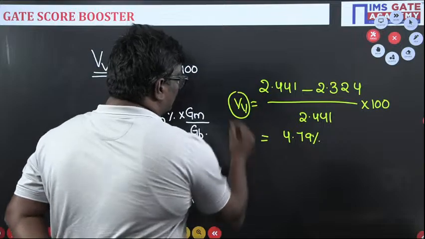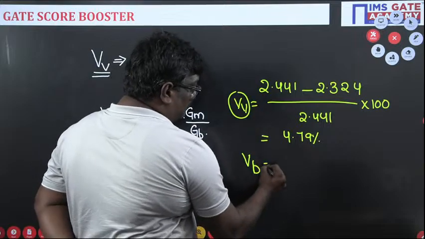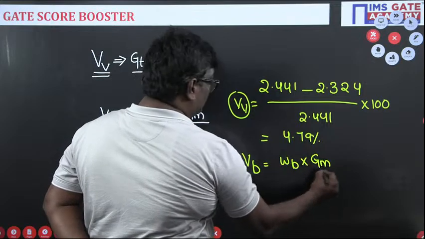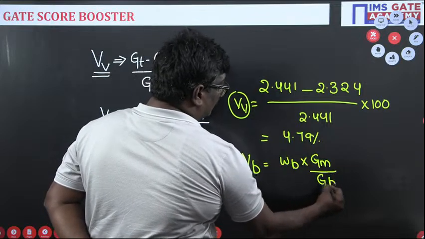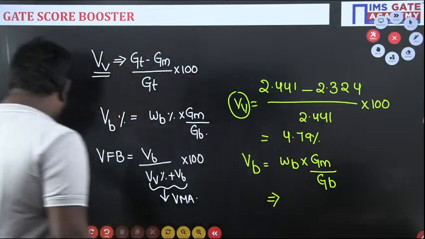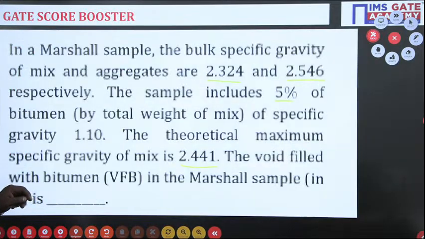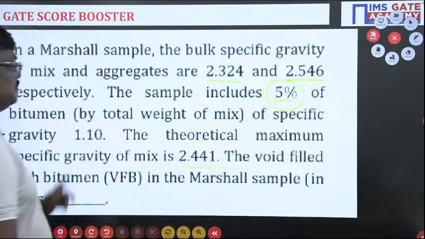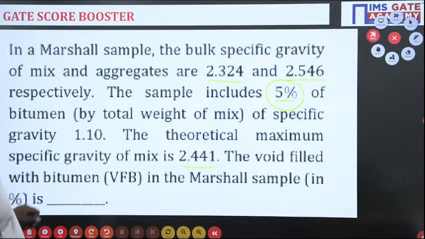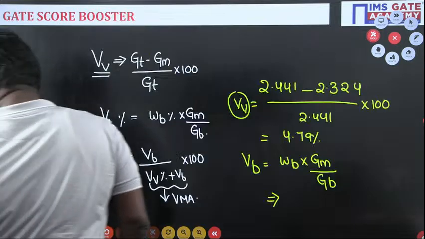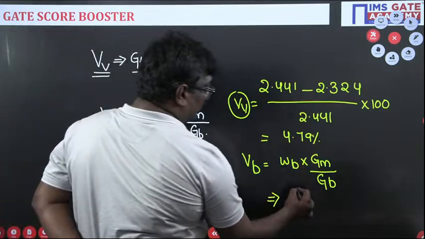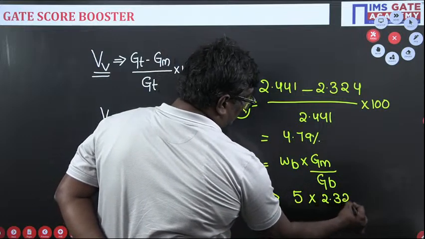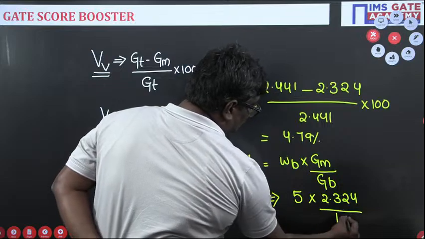This is VV. Now what is VB? VB is equal to weight of bitumen into mass specific gravity upon specific gravity of bitumen. What is the weight of bitumen, sir? The weight of bitumen in the sample is 5 percentile, the specific gravity is 2.324, and the specific gravity of bitumen is 1.1.